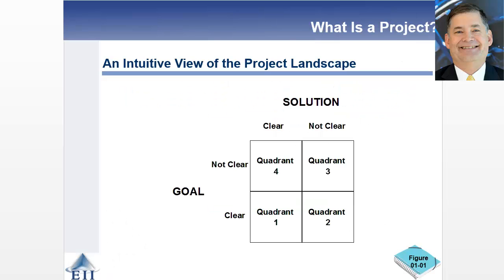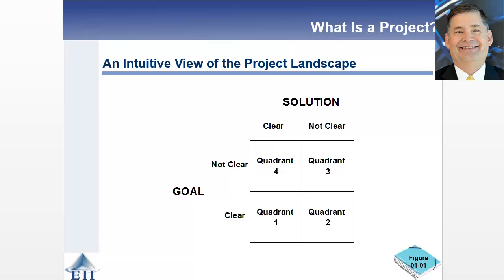So as we look at this, the author proposes a pretty intuitive view of the project landscape, and one that I endorse. When you're sitting down and looking at a particular project, do you understand: is the goal clear or not clear? And is the solution to that goal clear or not clear? That creates a four-quadrant approach to looking at projects, with a different model associated with each of those quadrants.